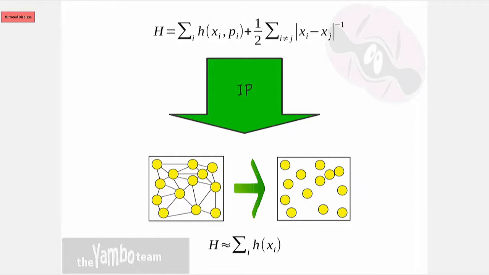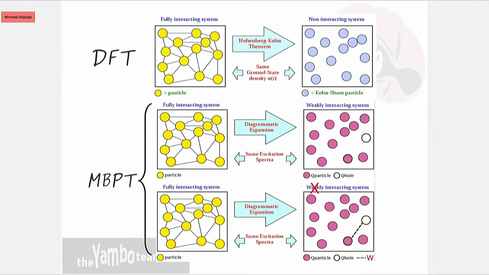You need to find methods like density functional theory or many-body perturbation theory or beyond. We will just tell you about a few methods. These are not all the methods that have been developed. We will not talk about, for example, dynamical mean field theory. We will just talk about the tools and the approaches used by the code.